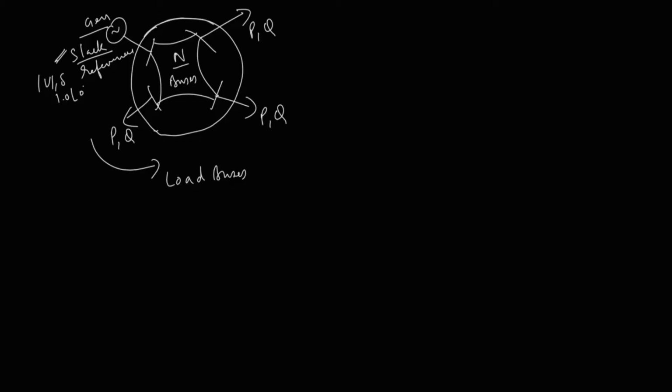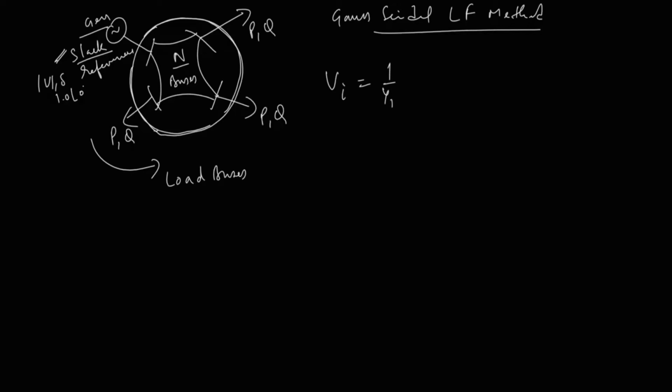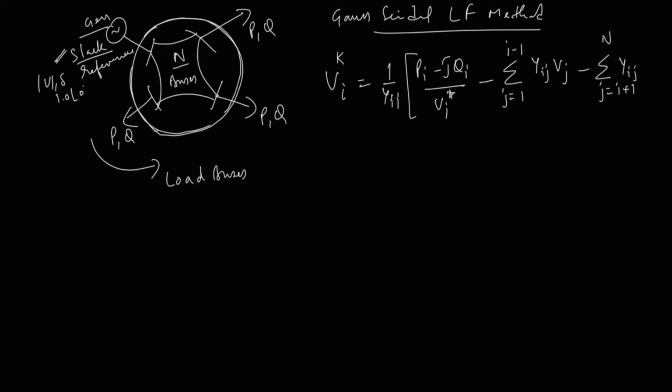Now with this type of network, we have given the load flow algorithm, that is Vi equals 1 by Yii times (Pi minus jQi by Vi conjugate, minus summation j equals 1 to i minus 1 of Yij Vj, minus summation j equals i plus 1 to n of Yij Vj), where I take the kth iteration for the first sum's voltage values, and the latter voltage values are taken from the previous iteration.